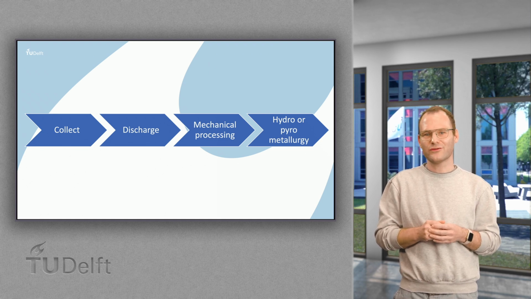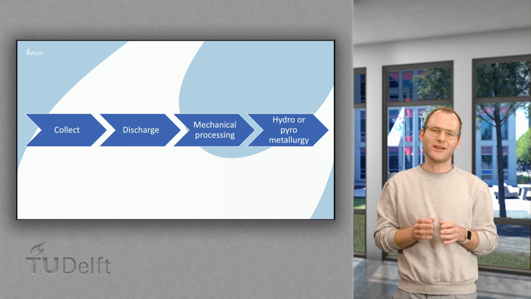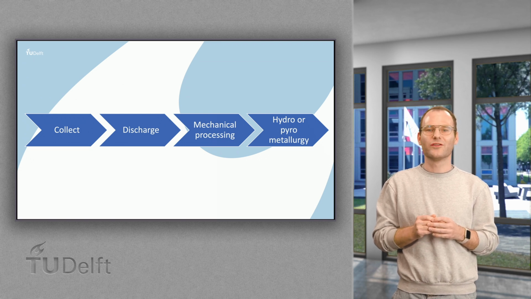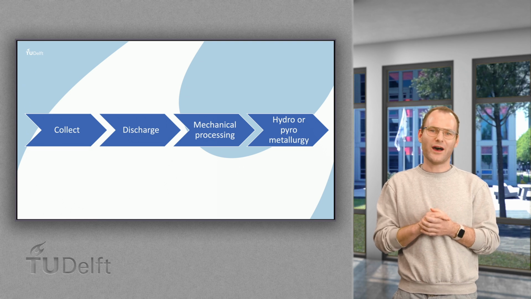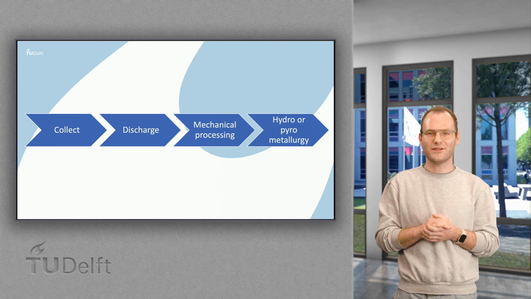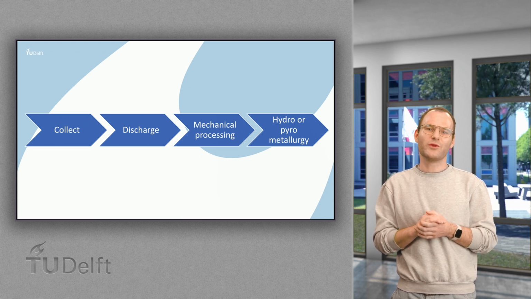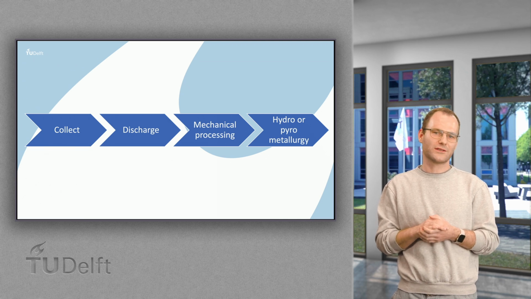Although the recycling infrastructure is still largely under development, the process is as follows. First, the batteries are collected and safely discharged. Then they will undergo mechanical processing, they are crushed, and this is then followed by hydrometallurgy or pyrometallurgy, which is used to fish out specific metals. These metals can then be further purified and be used again for new batteries or other applications.